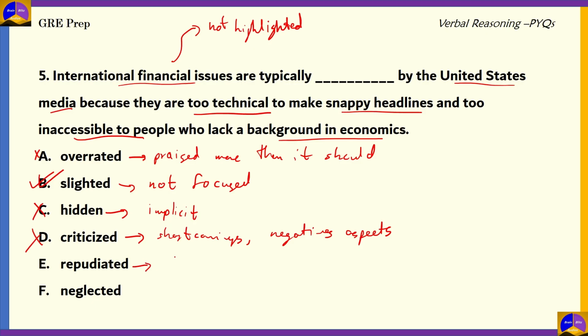Option E says repudiated. Repudiated means rejected or disowned. So if we use repudiated, then that means the United States media will not publish international financial issues because of the fact that they're too technical or too inaccessible. But that is not true. So while they do talk about it, the fact is that they're not highlighted as often as other issues. So repudiated would not be the correct meaning that we're looking for the blank.